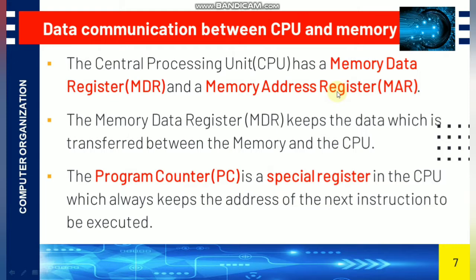For example, if a person is living in a flat and a postman is searching for that person, he should know the room number or flat number where the person is. In the same way, the CPU has control over the memory data register, and all the data is located at an address held in the memory address register. Clear? MDR keeps the data which is transferred between the memory and the CPU.